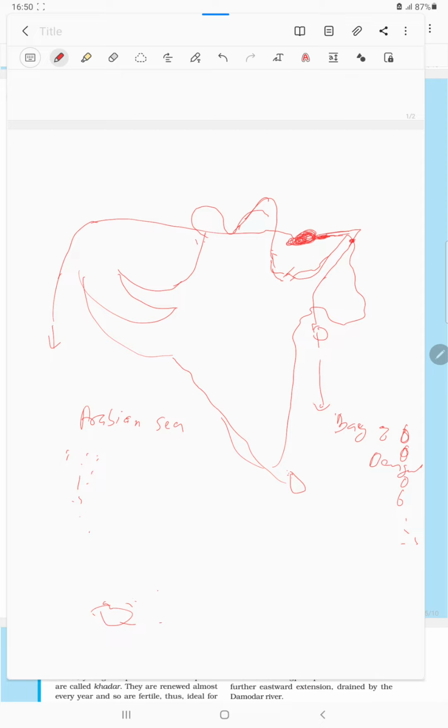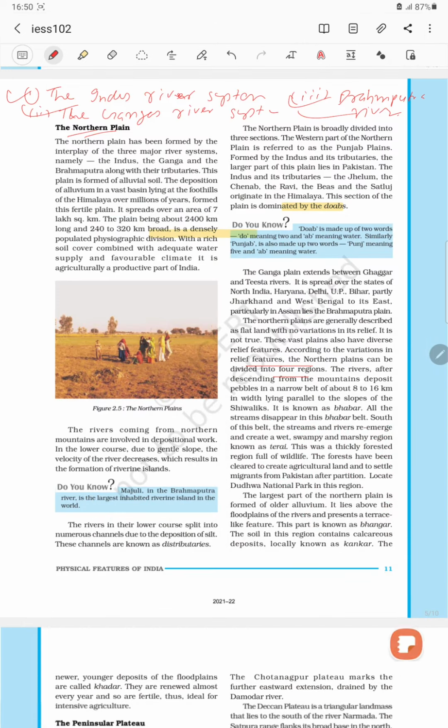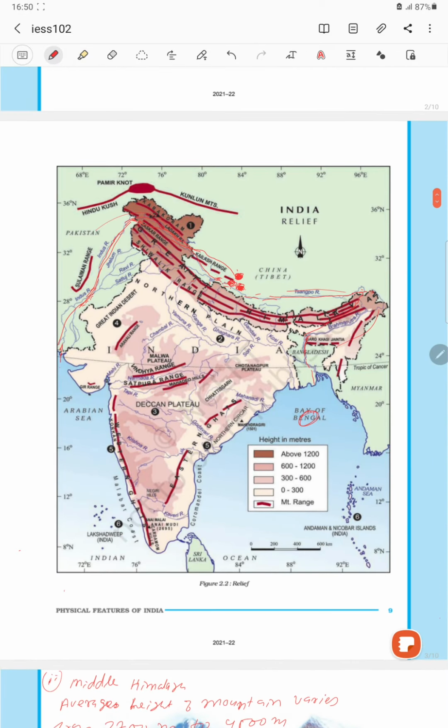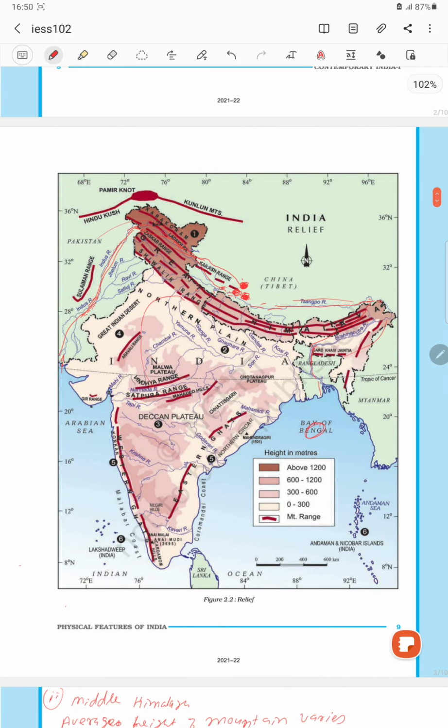So these are the northern part. This northern frontier of India and some northwest of India is formed by the Himalaya. After that, this portion is formed, that is the northern plain. This portion is formed by the three river systems. One is the Indus. This one is the Indus. This one is Brahmaputra. Let's see. Here is the figure I am showing. These are the northern plain.